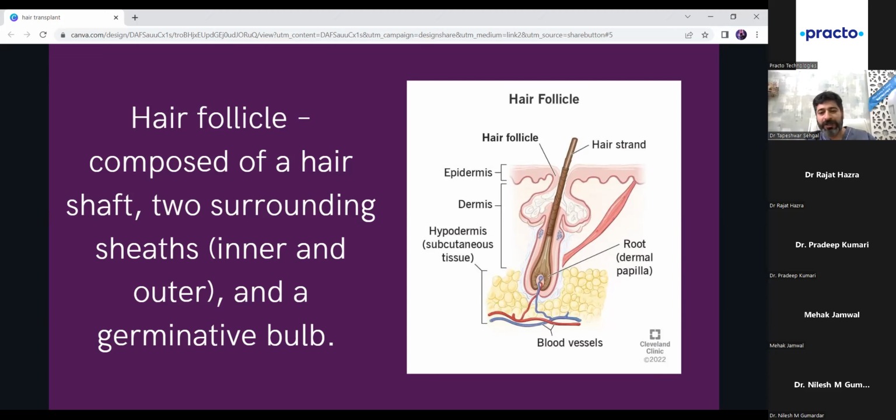The transplanted hair just grows like normal hair. That is the beauty of hair transplant. It doesn't need any maintenance. Once it is in the growth phase, it doesn't need any maintenance because of this germinative bulb. It enters into the regular growth phase of the hair growth cycle.